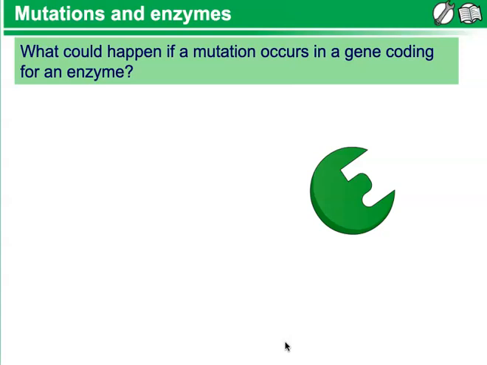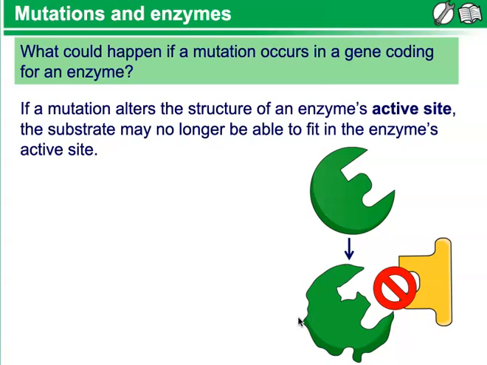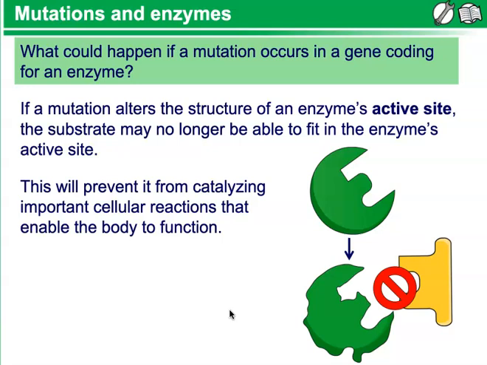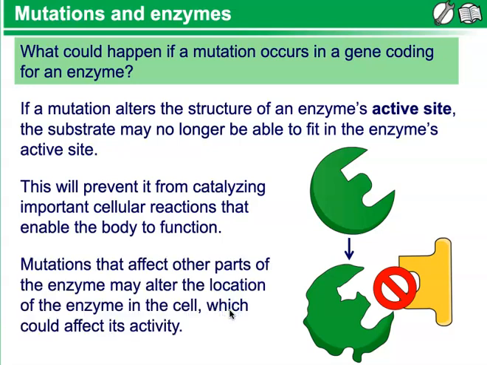Mutations and enzymes. So what could happen if a mutation occurs in a gene coding for an enzyme? Remember, enzymes speed up chemical reactions. If a mutation alters the structure of an enzyme's active site, the substrate, the material that binds to it, may no longer be able to fit in the enzyme's active site. This will prevent it from catalyzing important cellular reactions that enable the body to function. Mutations that affect other parts of the enzyme may alter the location of the enzyme in the cell, which could affect its activity.